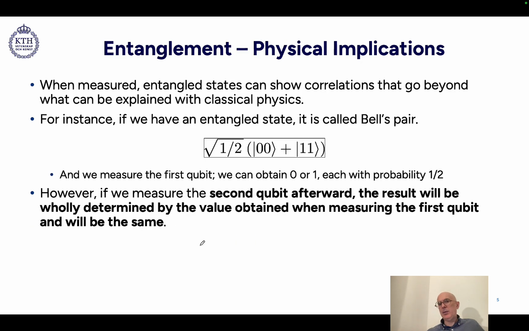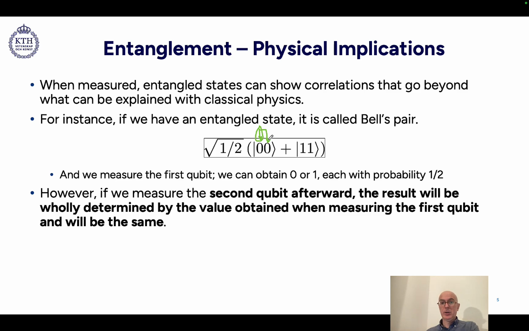Entanglement has some physical implications when we measure. Entangled states can show correlations that go beyond what can be explained with classical physics. What does it mean? Let's take the entangled Bell pair quantum state as an example. Let's say that we measure the first qubit, and we can measure either 0 or 1. But we know already that if we measure 0 in the first qubit, automatically the second one must be 0. It's almost like the information propagates instantaneously, so we know automatically what the second one is.